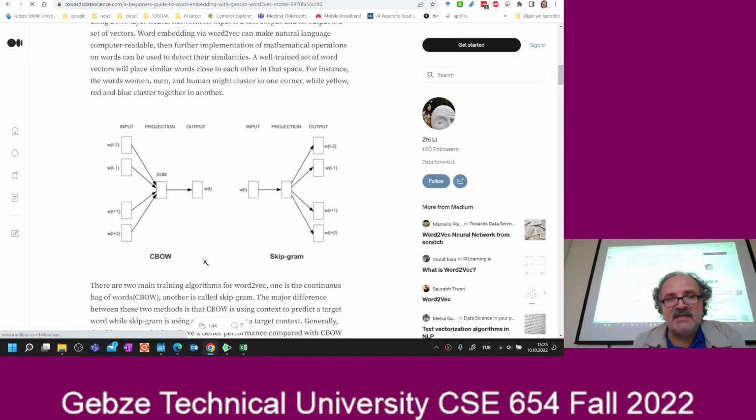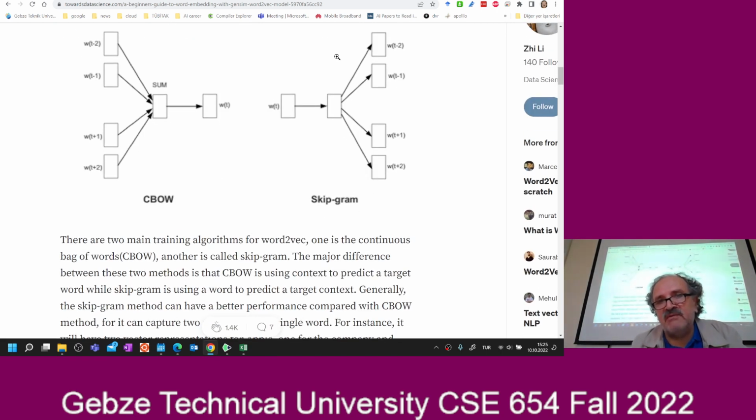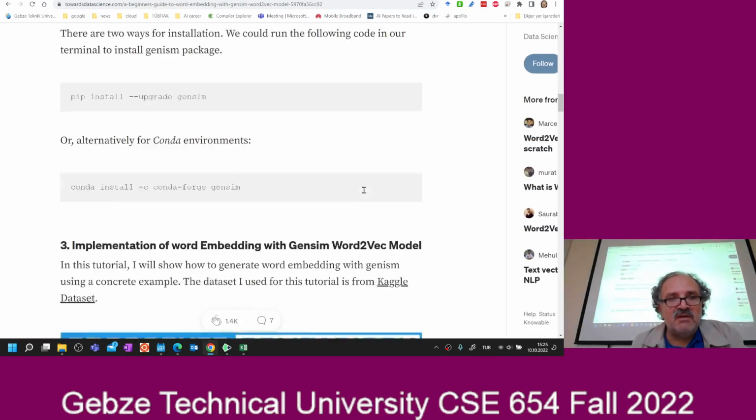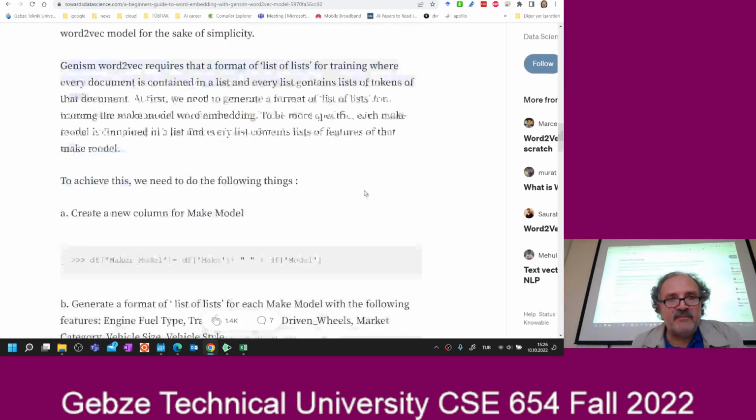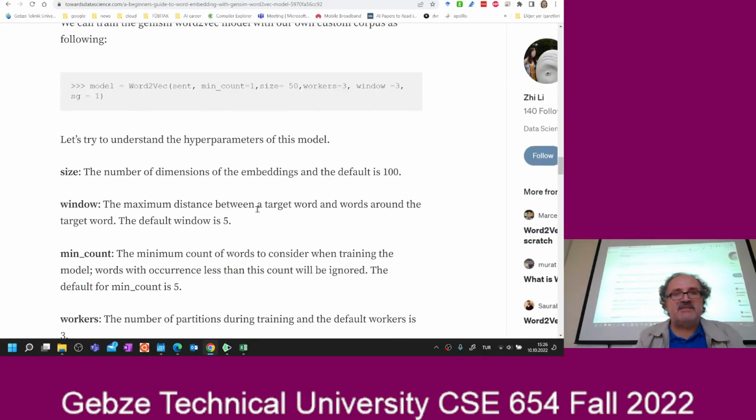Okay, see this is continuous bag of words. You give the outside words and try to estimate the center one. Skip gram is just the center one and the outside words. Okay. Why don't I, okay, here are the options.